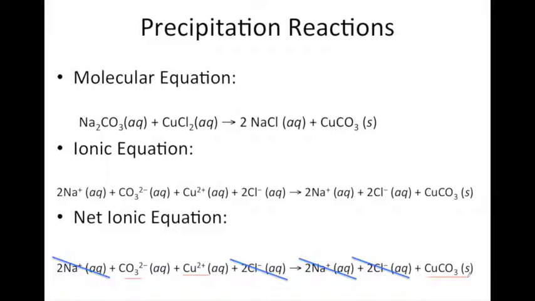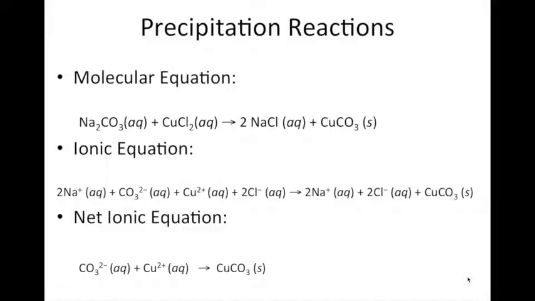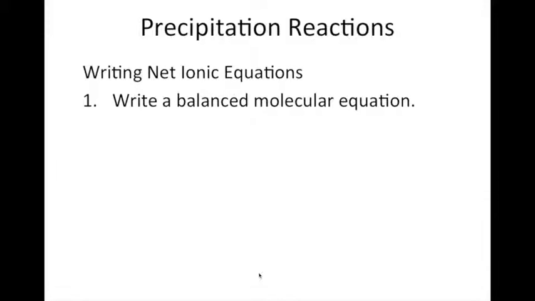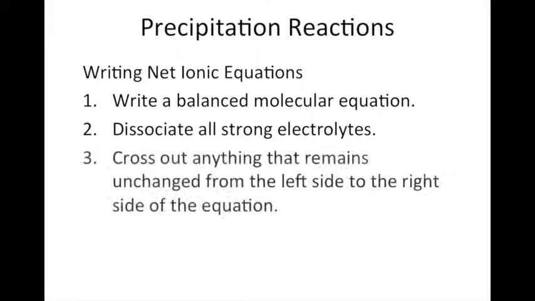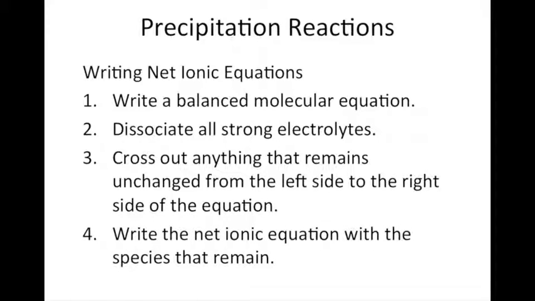So we just rewrite this ionic equation and leave out the spectator ions, and we would have a simplified version called the net ionic equation. And again, you can see it's a balanced chemical equation as well. So to write the net ionic equation, first thing we want to do is, of course, write our balanced molecular equation. Then we want to write our total ionic equation by dissociating all the strong electrolytes. Then we cross out anything that remains unchanged, our spectator ions on the left and right side, leaving us with just our ions that physically reacted. And that's our net ionic equation.